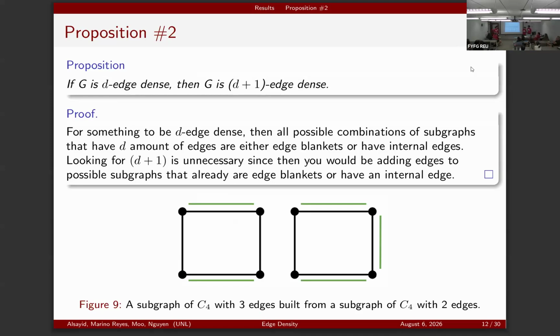For example, this graph on the left has a subgraph that has 2 green edges. It's 2 edge dense because these 2 edges touch every other edge in the graph. You can see that by adding one more edge onto this subgraph, it doesn't take away the fact that there was already an edge blanket, and so it is also 3 edge dense. This proposition is why we care a lot about the minimum edge density of graphs. Once we know the minimal edge density, we know that a graph is edge dense for all edge densities above that edge density.